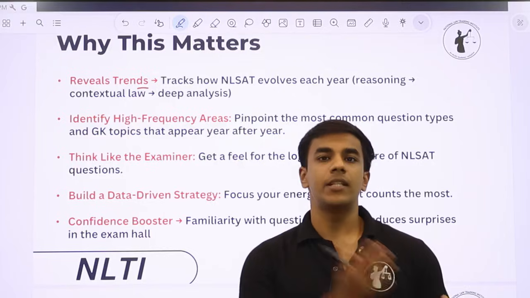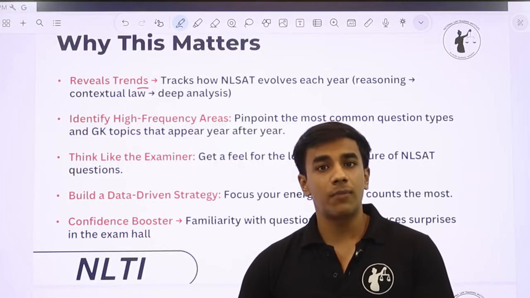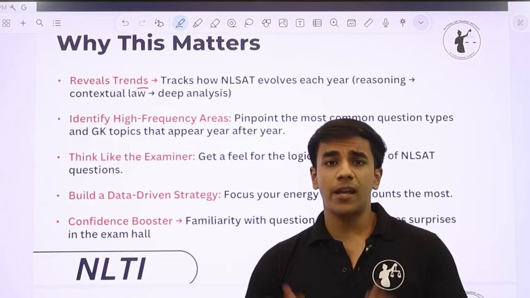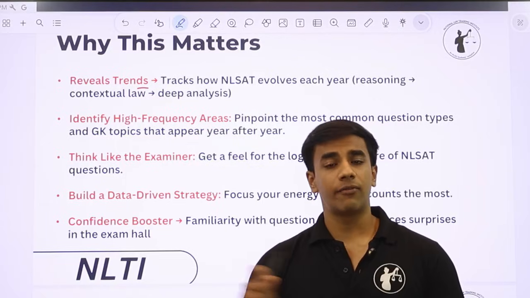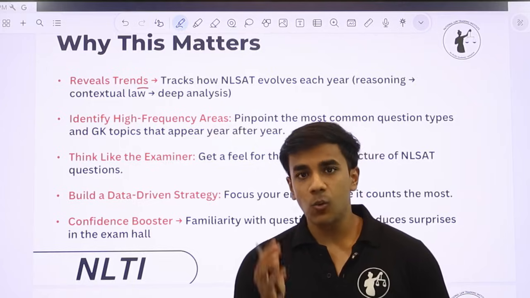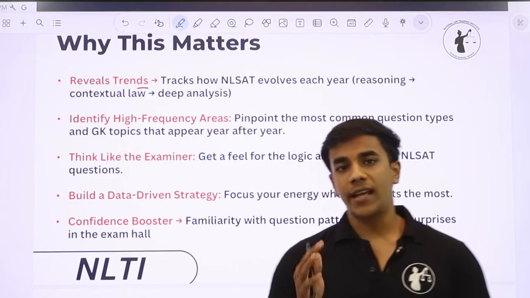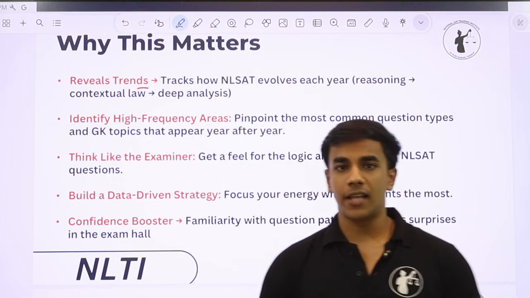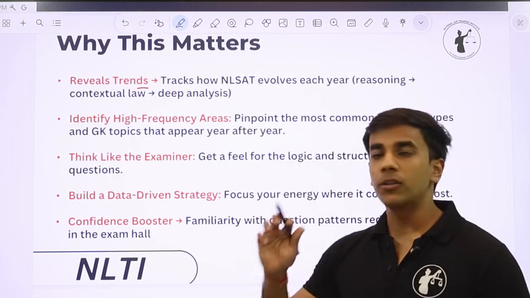You will not understand which section to attempt first, which section to attempt later, how to go about filling the OMR, how to prepare yourself mentally while you are filling or signing up your details in the OMR. So it's very important to understand what NLSAT is, and that is why we are discussing the NLSAT PYP in this session, so that we come to know about the trends.